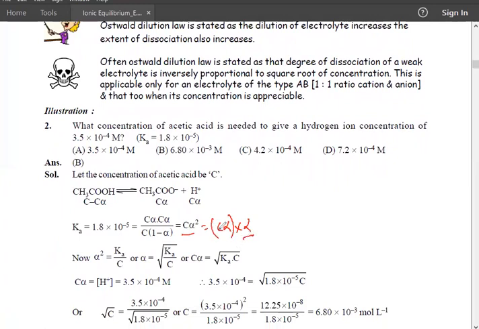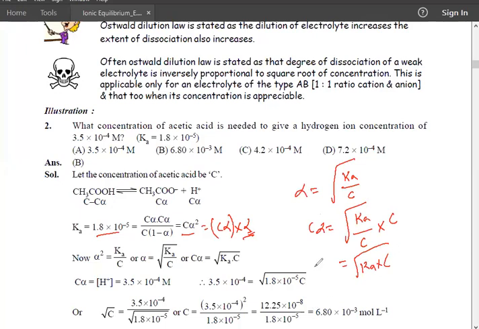Now, C alpha you know, K you know. Can you find alpha? You know that alpha is equal to root K by C. Then C alpha is equal to root Ka by C into C, which is equal to root Ka into C. So you can just use this directly. C alpha is given, K is given. So C can be said as C alpha whole square divided by Ka. Yes or no?